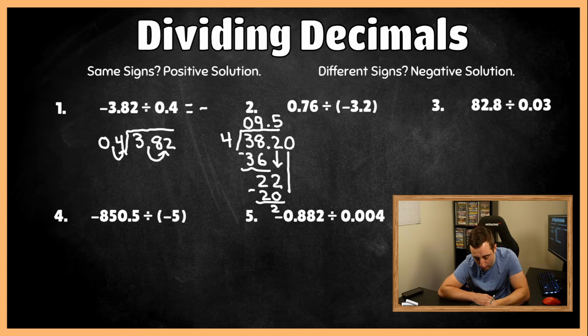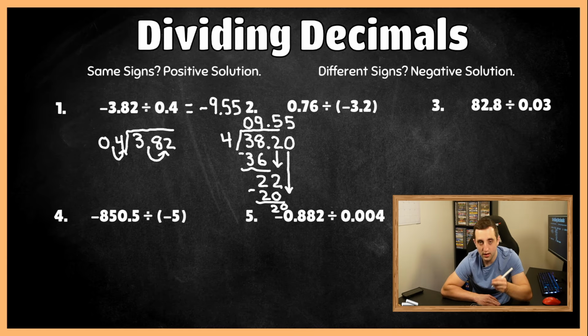We bring down a 0. I know I'm cramming for space here, and that's a 20. Well, how many times does 4 fit into 20? It fits perfectly 5 times. And we're going to end up with a remainder of 0. So we're done here, and our final answer is 9 and 55 hundredths. However, don't forget that it was negative. So we have negative 9 and 55 hundredths for the first one.